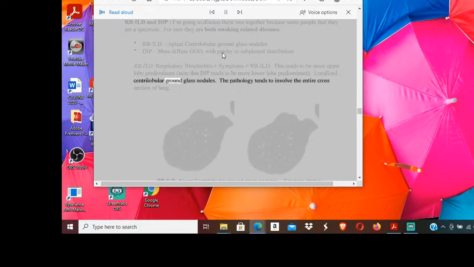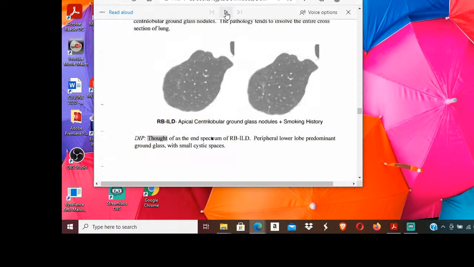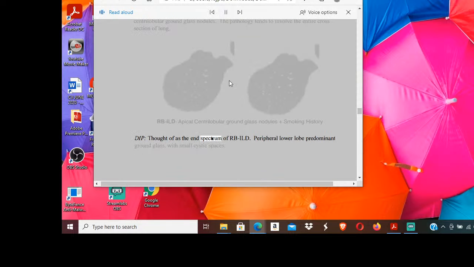Localized centrilobular ground glass nodules. The pathology tends to involve the entire cross-section of lung. RBILD: apical centrilobular ground glass nodules and smoking history. DIP is thought of as the end of the spectrum for RBILD: peripheral lower lobe predominant ground glass, with small cystic spaces.